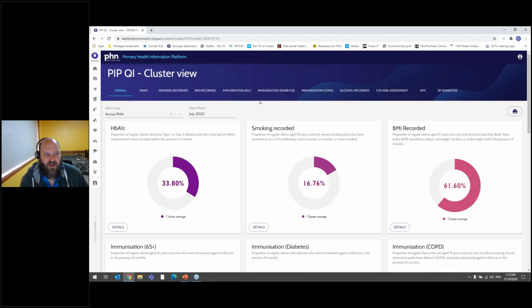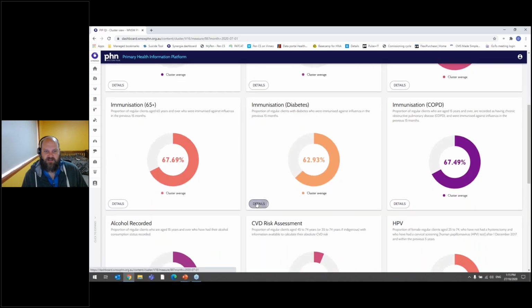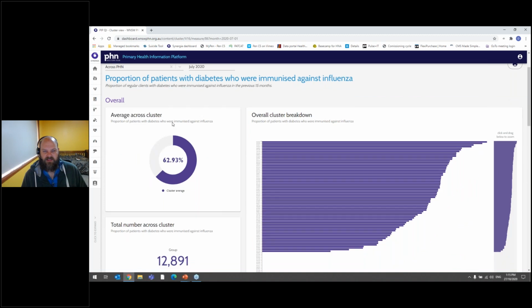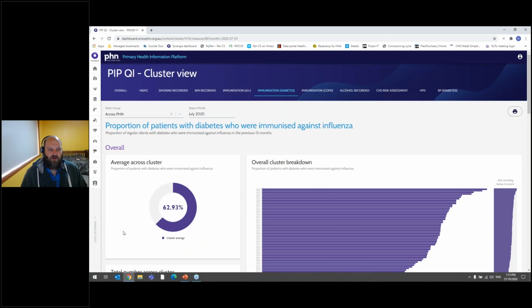The next indicator that we have here is for immunisation. So this is obviously specific to those patients with diabetes. And again, that's more about the clinical guidelines and how we're achieving that across the PHN as well. And again, we're looking at over 6 in every 10 patients that have diabetes being immunised. So there are some really good achievements. That's not as high across Australia, and that's something that obviously we need to be working on as well moving forward.